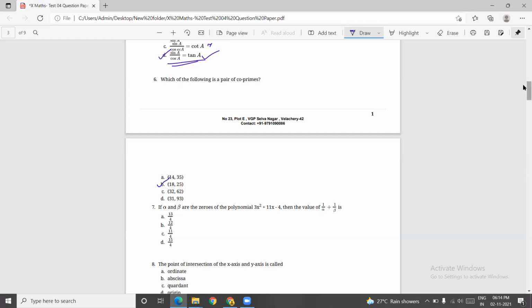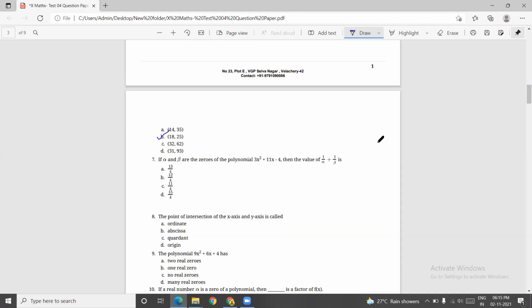Seventh one. If alpha and beta are the zeros of the polynomial, then the value of 1 by alpha plus 1 by beta. So 1 by alpha plus 1 by beta is nothing but alpha plus beta by alpha into beta. So sum of the roots by product of the roots. Alpha plus beta is minus 11 by 3. Product is minus 4 by 3.